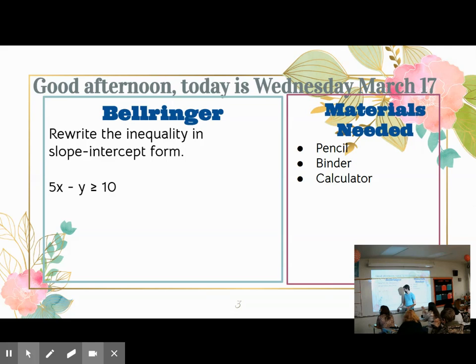So it'd be negative y is greater than or equal to negative 5x plus 10, because your 10's positive, that's why it's plus 10. Then to get rid of that negative that's with the y, you go through and divide everything by negative 1. Negative y divided by negative 1 is positive y. So pretty much dividing by negative 1, all it does is change all your signs. And then anytime you divide by a negative, you gotta flip your sign. So that's why it's less than or equal to 5x minus 10. All right, very good. What questions do you have for us on the bell ringer?